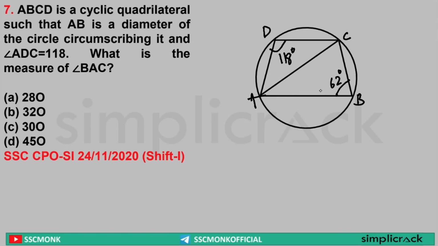Simple. Now see, if this is the diameter, this will always make a 90 degree angle over here. So this is 90, this is 62, so this will be 28 degree. That is option A. Clear?